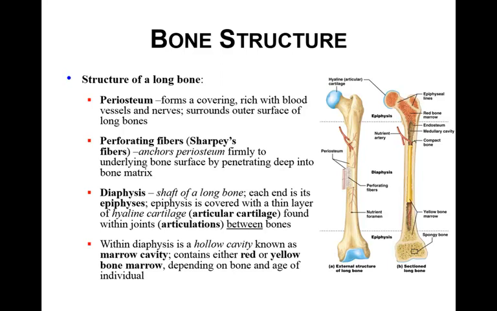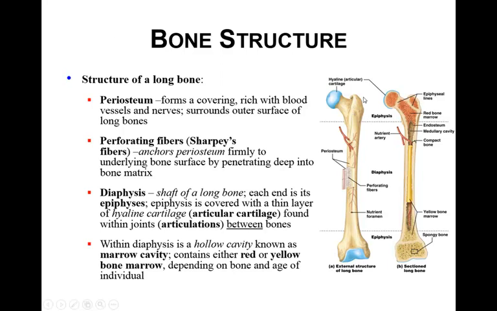Then you have the diaphysis. The diaphysis is the shaft. It is the long shaft of the bone. At the end, where you have the rounded part, is called the epiphysis. The epiphysis is usually covered with a thin layer of hyaline cartilage. We call this articular cartilage because it's found within the joints between bones. You're going to learn very quickly in the next chapter that the word articulation means joint. So anytime you see that, you know we're dealing with a joint.